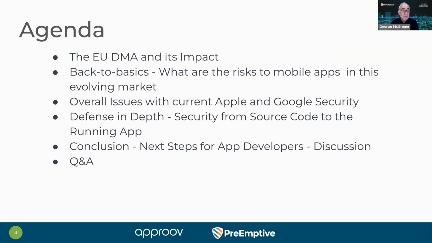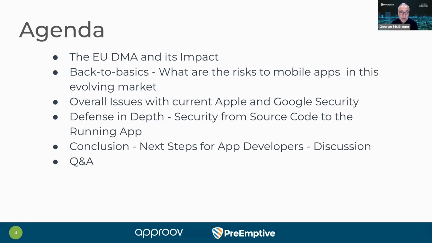So we're going to work through some topics. We'll start with what the DMA is and its impact and how we think it will evolve. Then we'll cover the risks to mobile apps in this new environment. We'll talk a little bit about the overall issues with the current Apple and Google security for mobile apps.